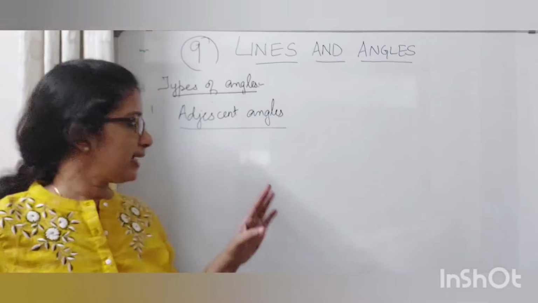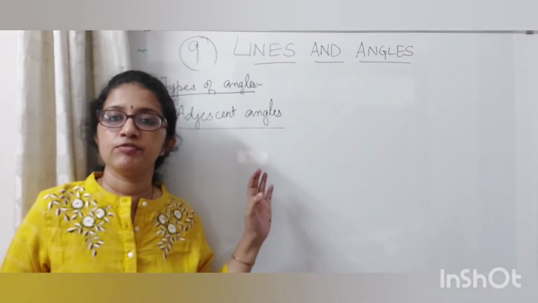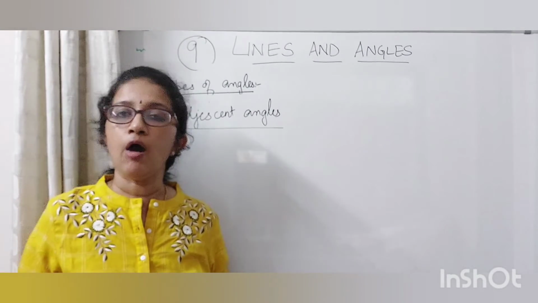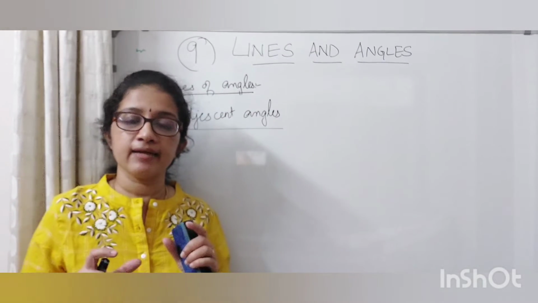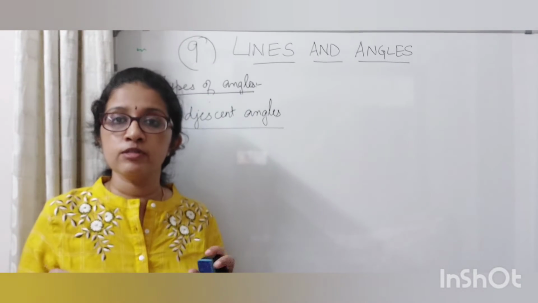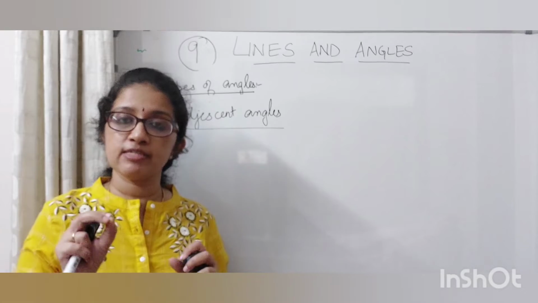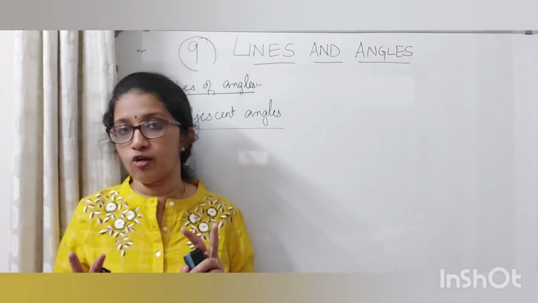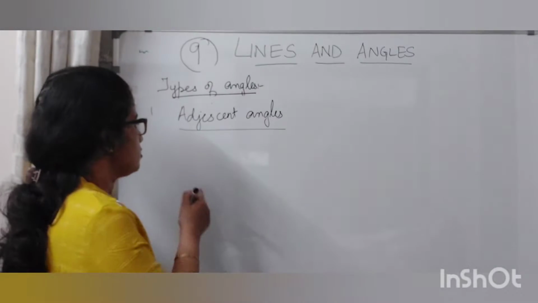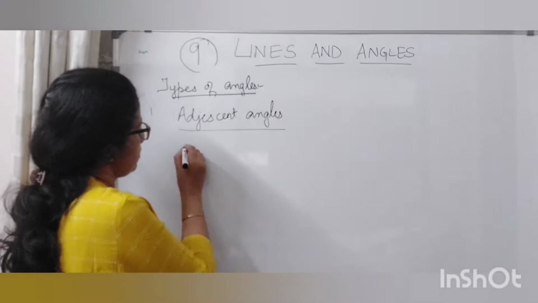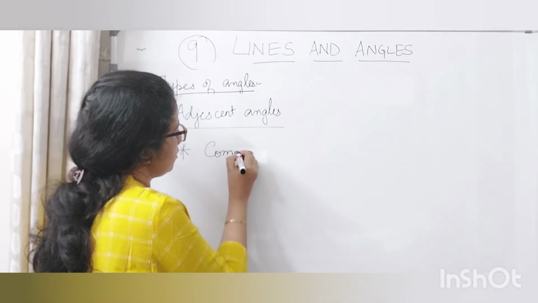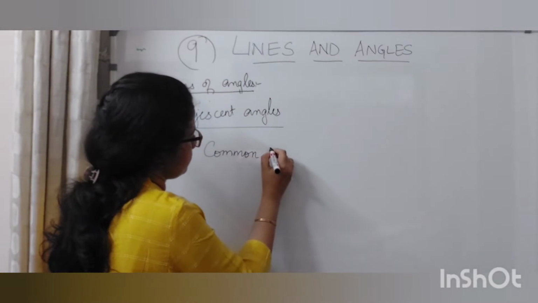Okay. So the next type of angle which we are going to see is adjacent angles. So how do we check if two given angles are adjacent or not? There are some rules which we have to check before deciding two angles are adjacent or not. So we are going to see the rules one by one. So first rule is they should have a common vertex.